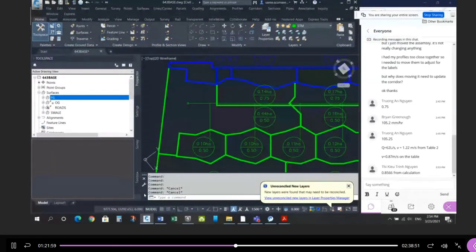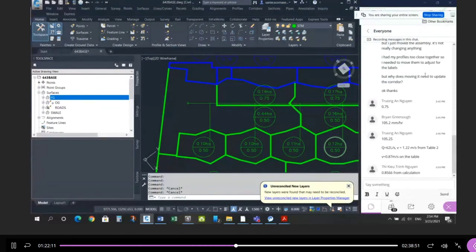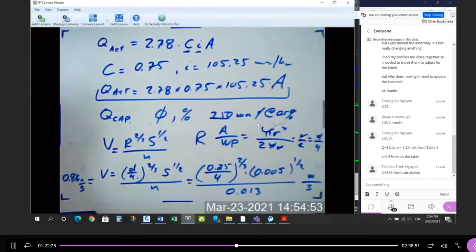Now that I have the velocity, you want to keep that in your calculator memory, so you don't have to calculate it again. Then what you want to do is calculate the capacity. For Q, this is V. Now we want to multiply by the end area. The end area is pi r squared, because V times A gives me Q.